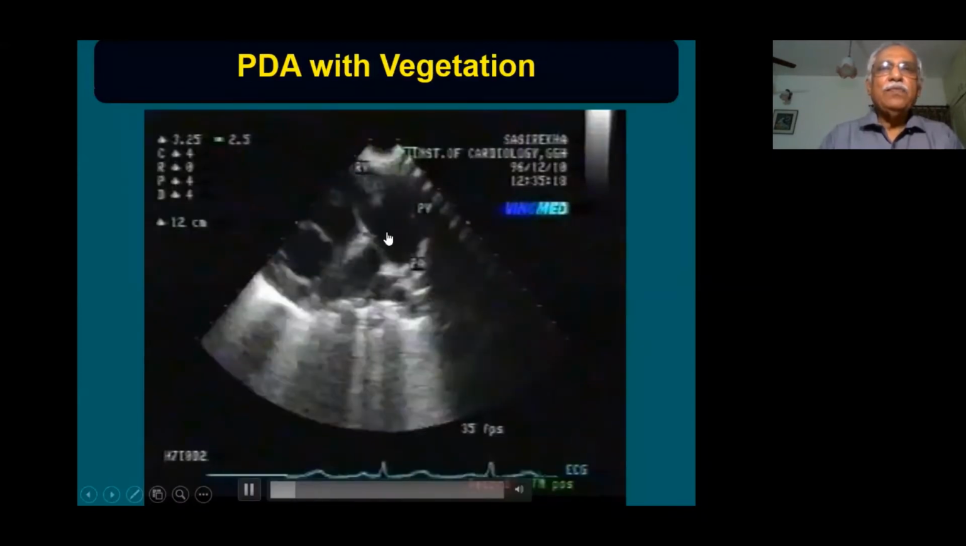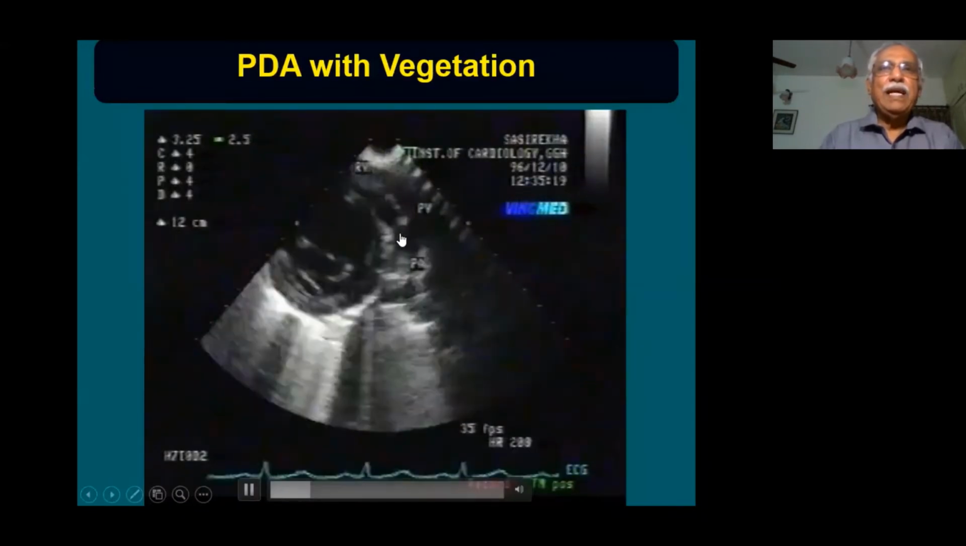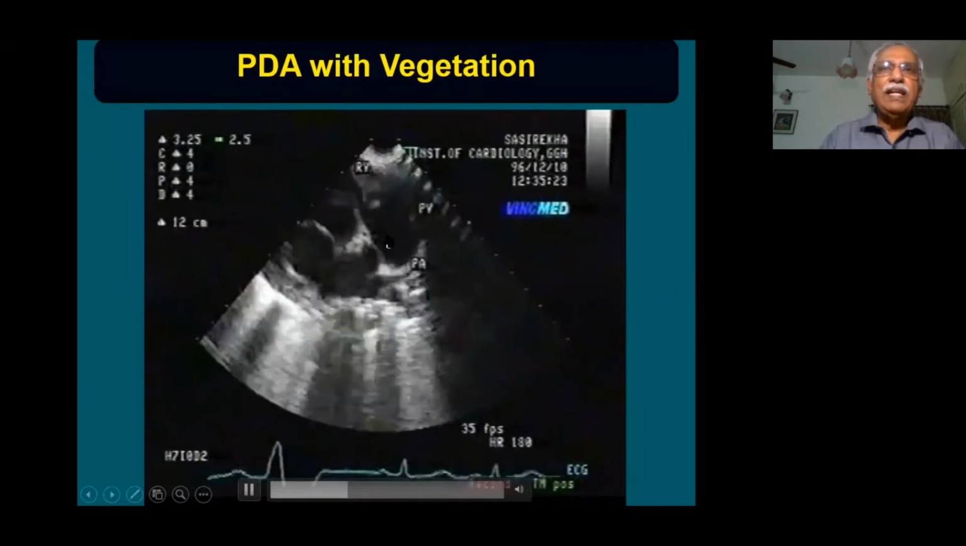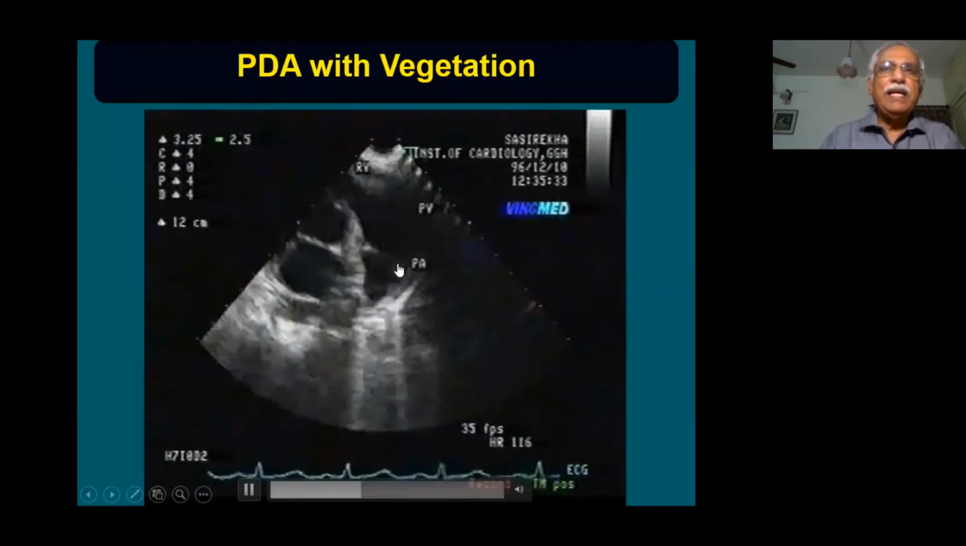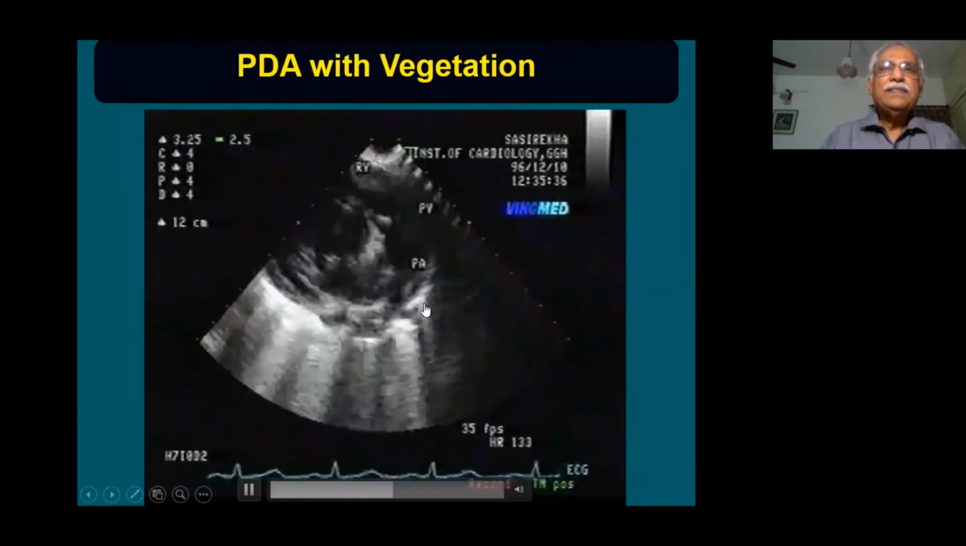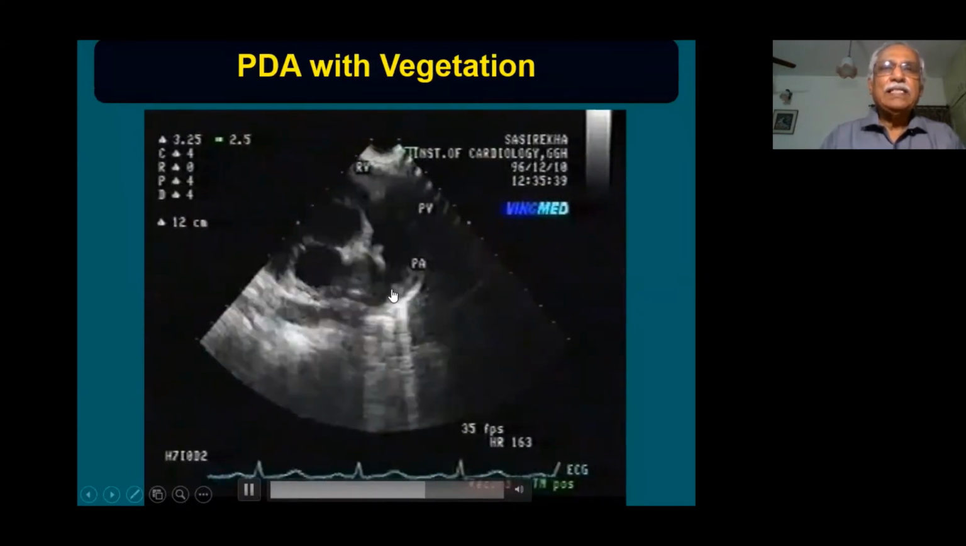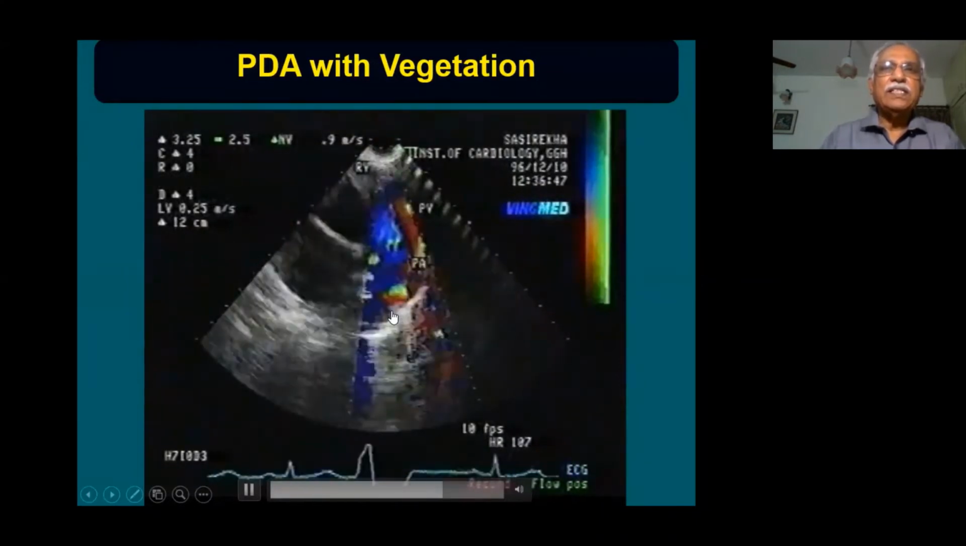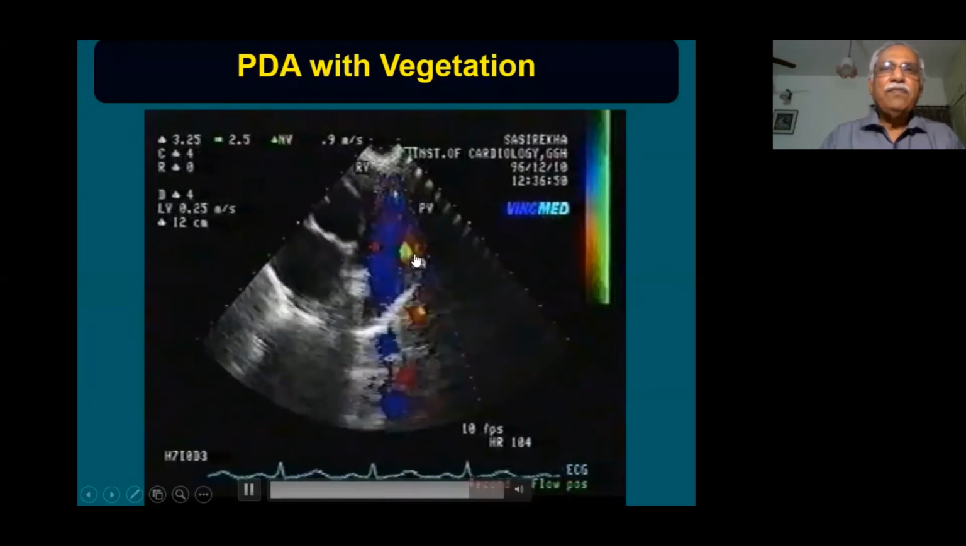This is a patient in whom there are masses inside the pulmonary artery and also over the pulmonary valve. The masses are attached to the pulmonary artery. The cause is actually patent ductus arteriosus. This is a PDA with left to right shunt.